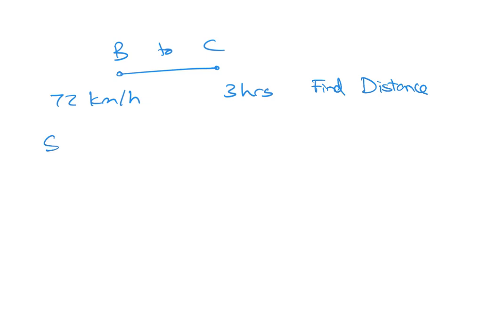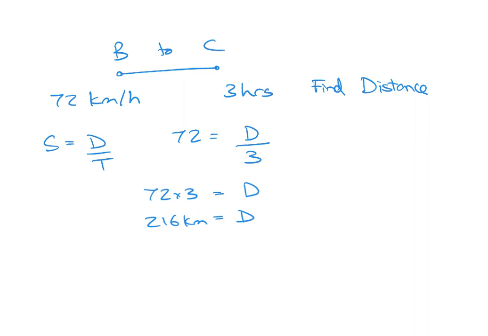So our formula, speed equals distance divided by time. Our speed is 72. Our distance is D, we don't know, and our time is 3. This time our unknown is at the top of the fraction, so I need to multiply both sides by 3. So in effect, I've got 72 multiplied by 3 is equal to D. And if I multiply 72 by 3, I will get 216 kilometers for the distance. So I then write a sentence to say the distance from B to C is 216 kilometers.